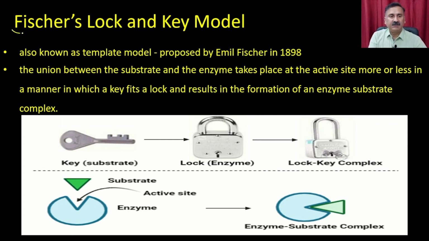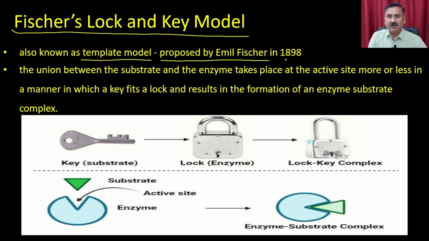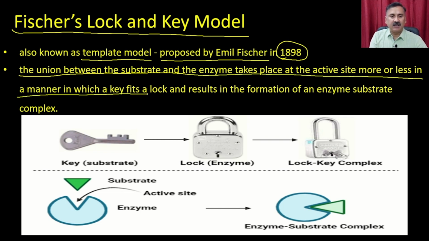One is Fischer's lock and key model, right, which is very popular. Fischer's lock and key model is also known as the template model, and this lock and key model was proposed by Emil Fischer in the year 1898, right? What it says is that the union between the substrate and enzyme takes place at the active site more or less in a manner in which a key fits into a lock and results in the formation of an enzyme substrate complex.